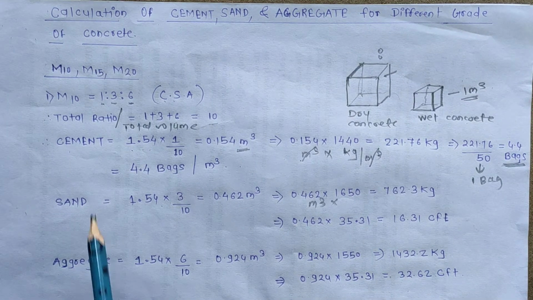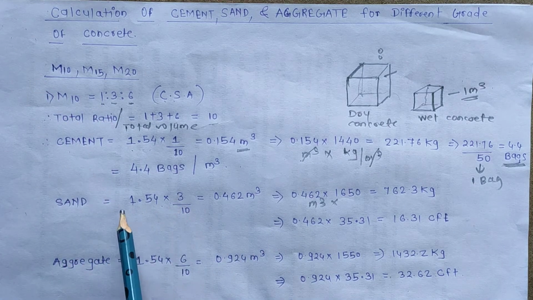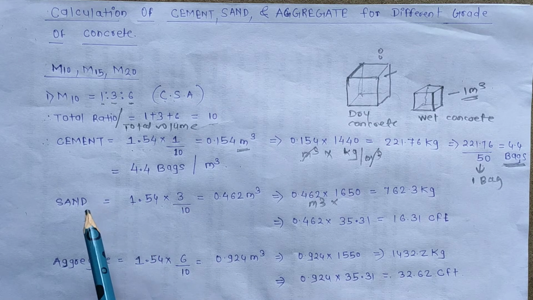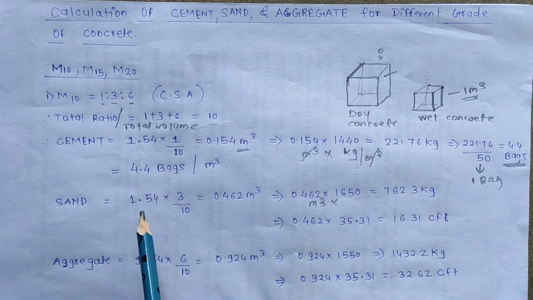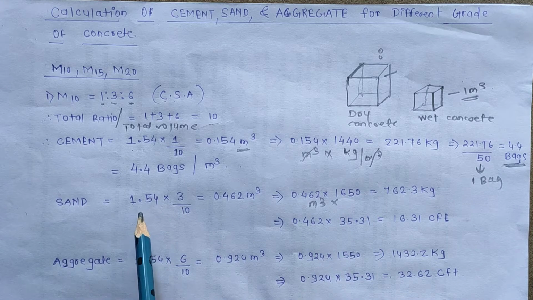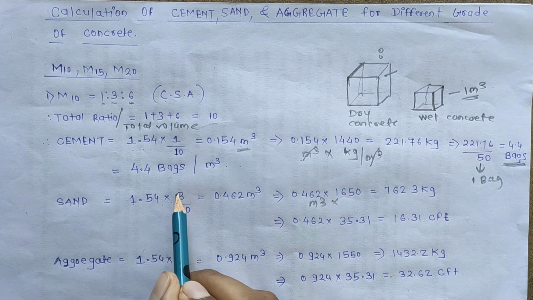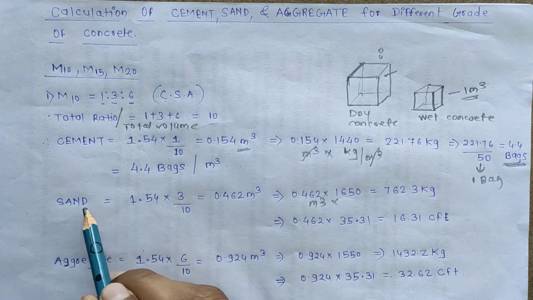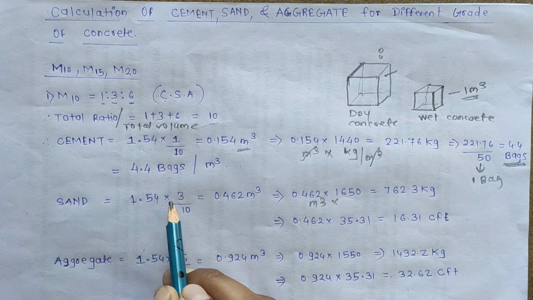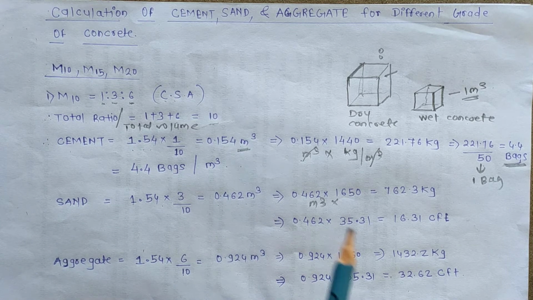Now we will find the amount of sand and aggregate required for the M10 grade of concrete, like the cement. We will multiply the sand, same as the cement, by 1.54, because we are finding the dry volume. Now the sand ratio is 3 out of the 10. So we will multiply 1.54 into 3 divided by 10. So we will get the volume as 0.462 meter cube.